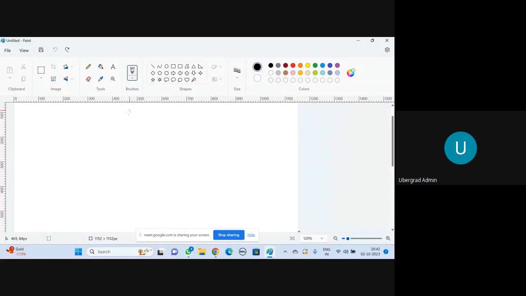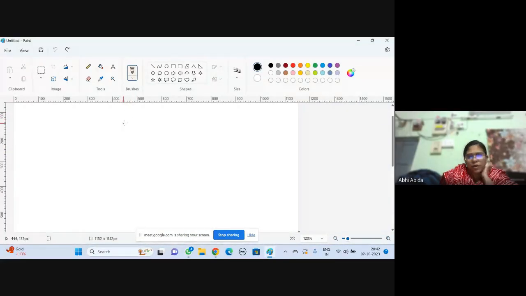Yes, ma'am. We are discussing the angles, right? I was talking regarding the types of angles. There are different types of angles: acute angle, obtuse angle, right angle, straight angle, reflex angle. So these are some types of angles. What is acute? What is obtuse? What is right angle, straight angle, and reflex angle?